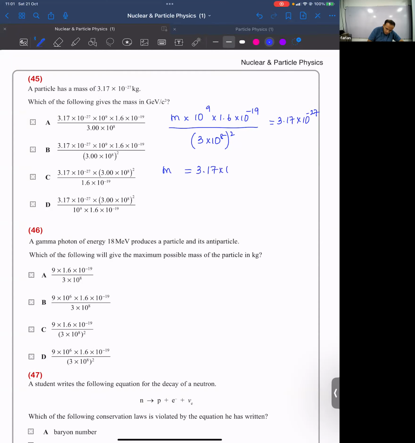3.17 into 10 to the power minus 27 multiplied by, cross multiply, 3 into 10 to the power 8, that whole thing square, divided by 1.6 into 10 to the power 9 into 10 to the power minus 19. What is the answer? D. The answer is D. Okay.